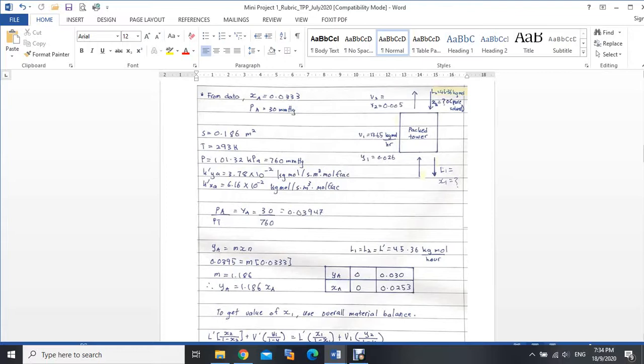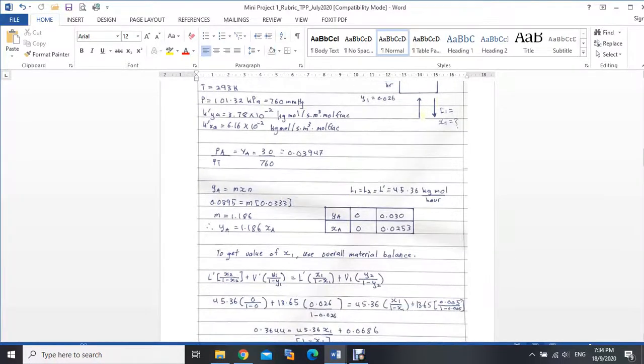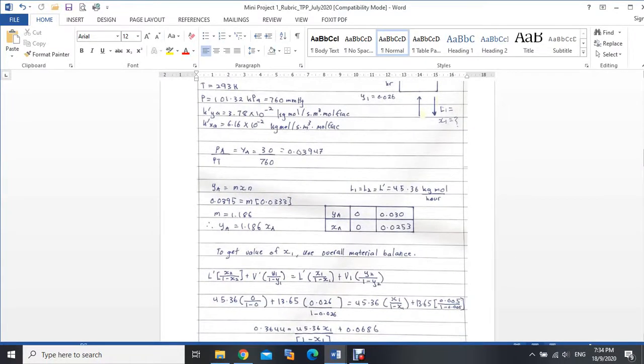The area is 0.186 m². Temperature is 293 Kelvin. Pressure is 101.32 kPa. And the single mass coefficient for gas is 3.78 times 10 power negative 2 kg mole per s m³ mole fraction, and for liquid it is 6.16 times 10 power negative 2 kg mole per s m³ mole fraction. The system is operating in a dilute solution, so the liquid in is the same as the liquid out, which means L1 is equal to L2 equal to L prime.